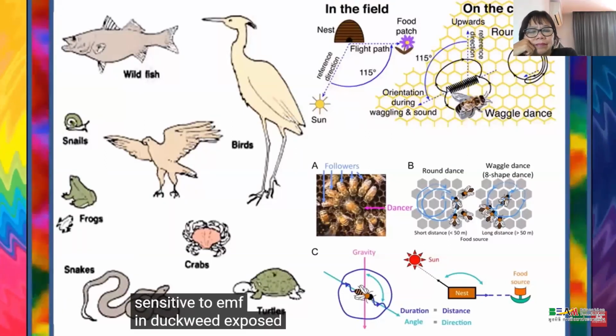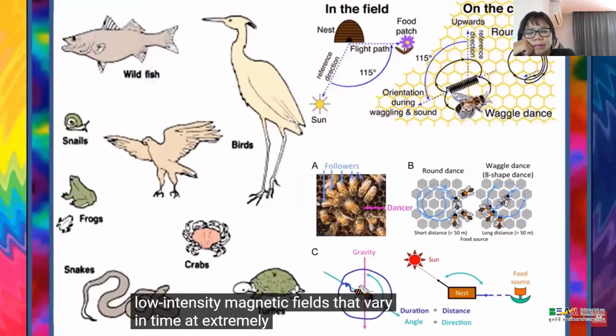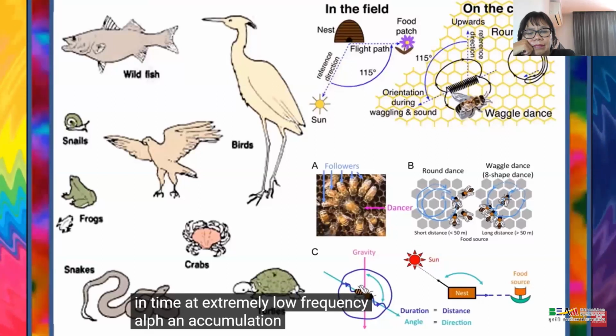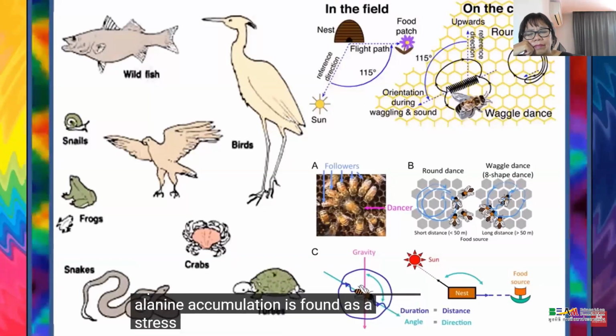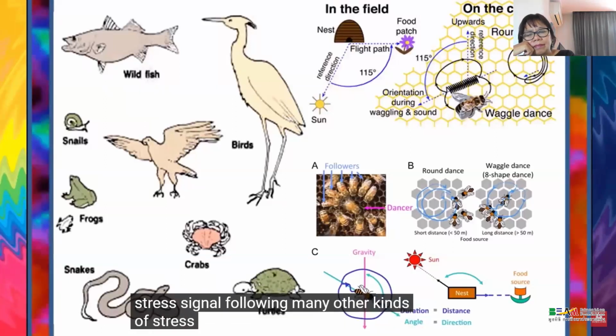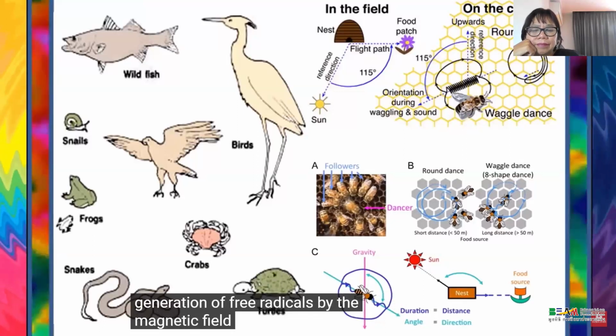In duckweed, exposed in the laboratory to low-intensity magnetic fields that vary in time at extremely low frequency, ELF, an accumulation of alanine occurred. Alanine accumulation is found as a stress signal following many other kinds of stress and might be explained by the generation of free radicals by the magnetic field.